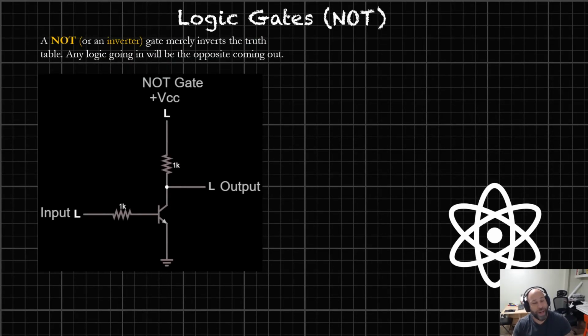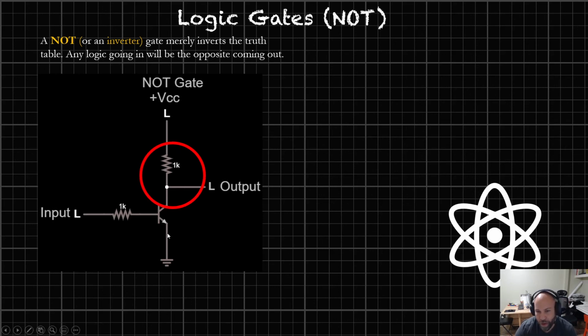We can also call NOT an inverter because that's really what it does. It inverts the truth table. It takes any logic coming in and produces the opposite. This one is unique. It looks a lot like a traditional transistor setup with one key difference right here.